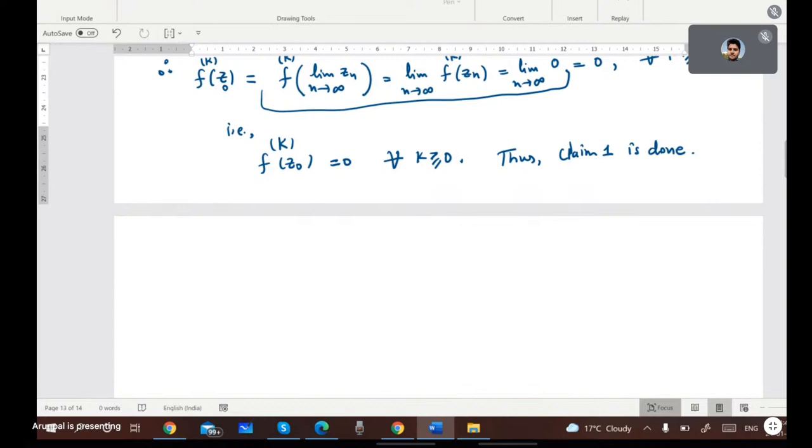So now let's make claim two. Claim two is to show A is open in G.